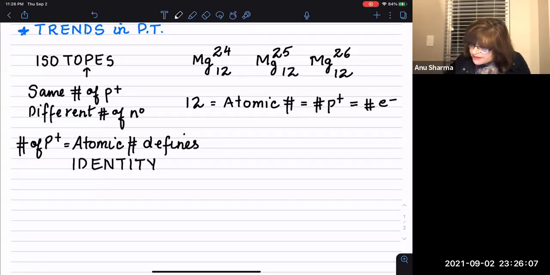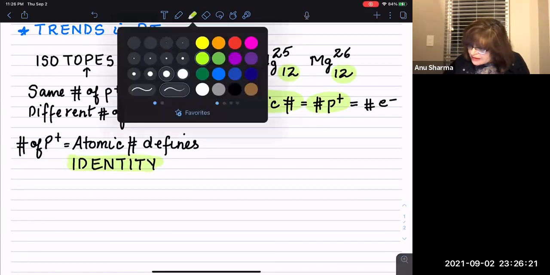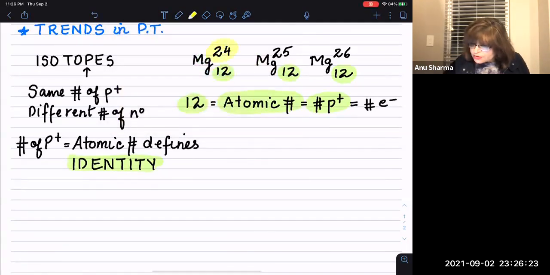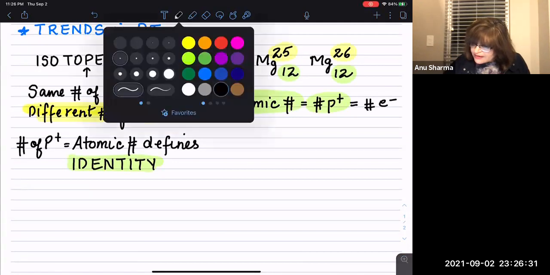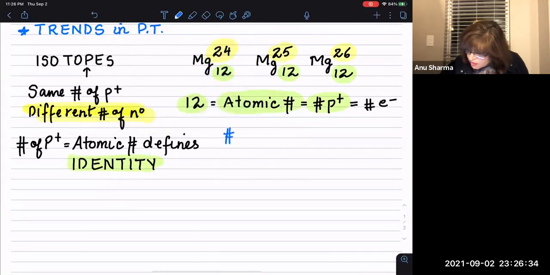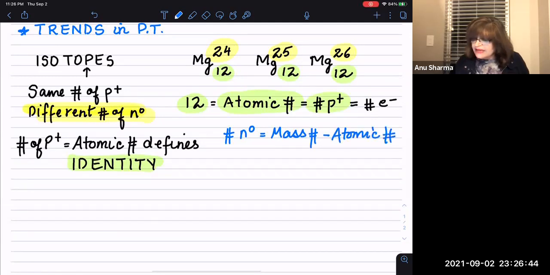So that's one piece. This is the atomic number, and this atomic number is 12. We talked about its number of protons, and the protons determine the identity of the atom. Next comes the number of neutrons that are different. So how do we get those number of neutrons? We talked about this in the previous lecture, and this is again a review: the number of neutrons is equal to the mass number minus the atomic number.